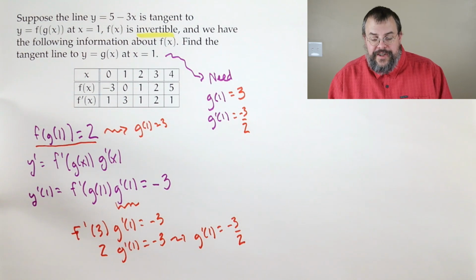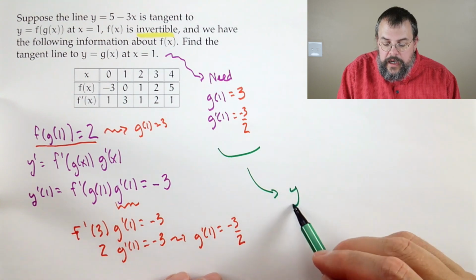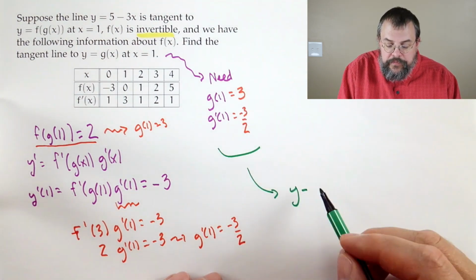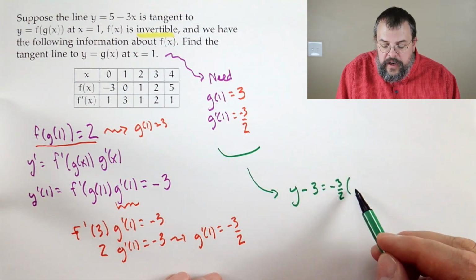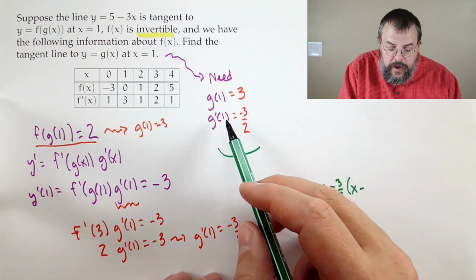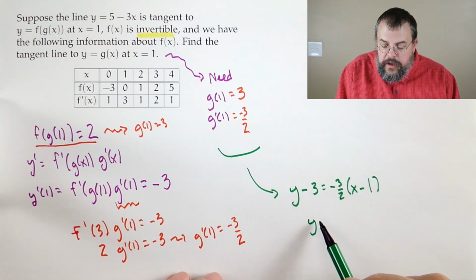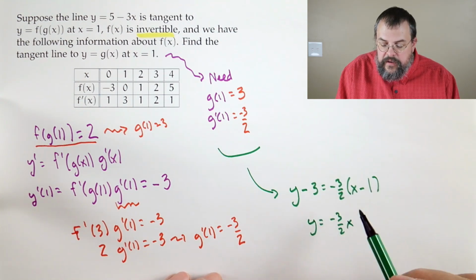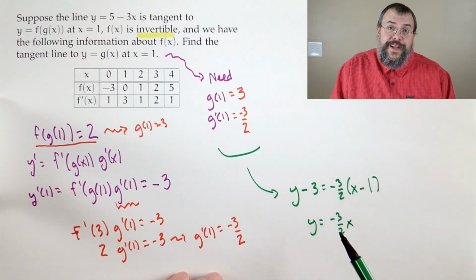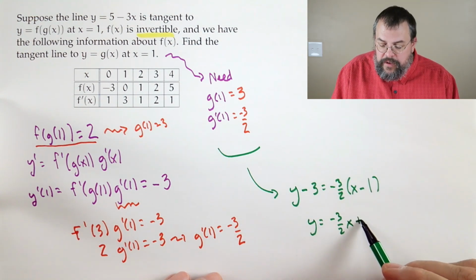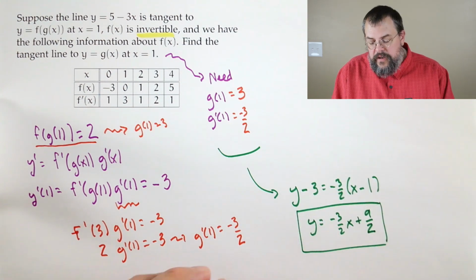So, in particular, we've got our point and our slope, right? So y minus our y value, which is the 3, is equal to our slope, negative 3 halves, times x minus our x value, which is 1. It even says it right there, 1. And so, what can we do? Well, y equals negative 3 halves x. Notice this will become a plus 3 halves plus 3 more. So plus 3 halves plus 3 more will make this plus 9 halves. And there you go. There's the answer.